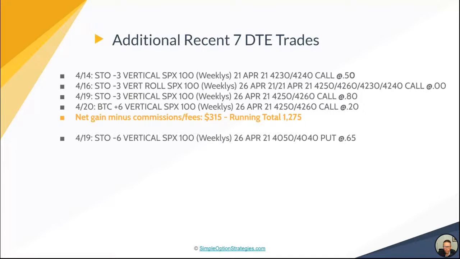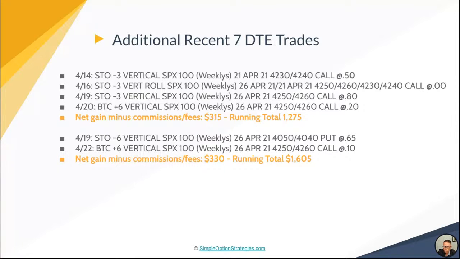So then the market started going back up. I put on another put spread on the 19th. I closed it on the 22nd for 10 cents. So again, the profitability factors I'm using is market direction in this case, because the market was moving in my favor, and theta, because volatility was starting really to come down again. Okay, so I netted 315, 1605 running total.